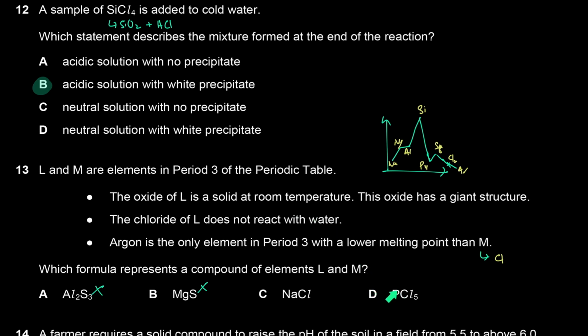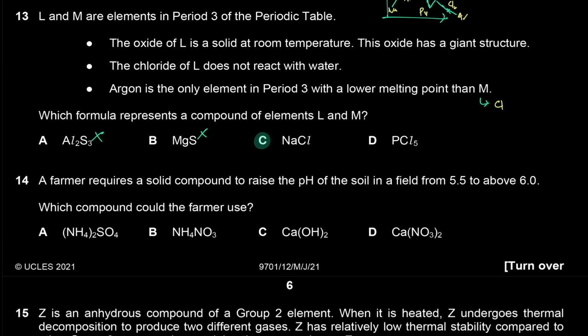Hydrolysis is a type of reaction, whereas sodium chloride only dissolves in water. It's a physical phenomenon. It's not actually reacting with water. It simply dissolves in water to give a neutral solution. So we know that the answer must be sodium chloride. Plus, we know that the oxide of sodium has a giant structure, whereas the oxide of phosphorus does not have a giant structure. It's a simple molecular structure. Sodium oxide is a giant ionic lattice.